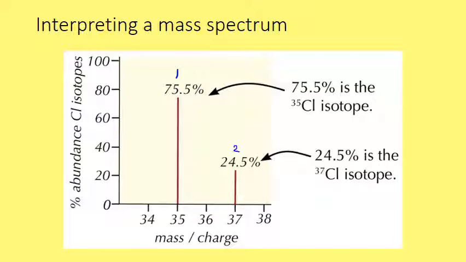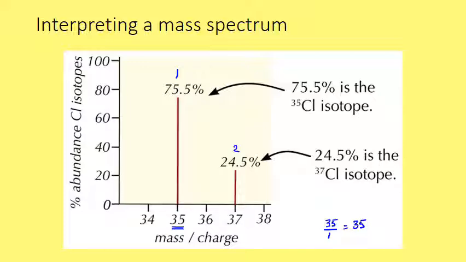So if we look at the first peak, we can see that the mass charge ratio of the first peak is 35. And what you'll note is that the ions have been given a 1+ charge. So 35, which is the mass, divided by 1, which is the charge, equals 35. And so you can say that for the first isotope, the relative isotopic mass is 35.